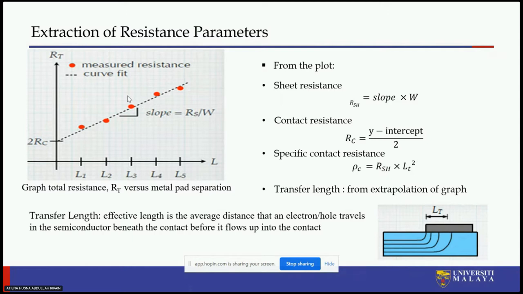So what is actually the transfer length? Transfer length is also known as effective length. It is the average distance that an electron or holes travels in the semiconductor beneath the contact before it flows into the contact. So how we want to get the transfer length? It is from extrapolations of graph, and then we can get the transfer length of the metal contact.